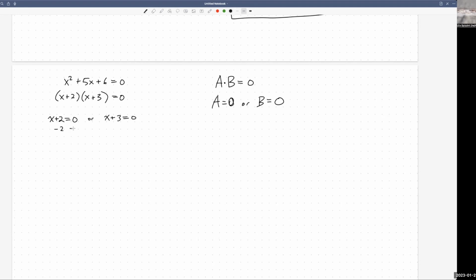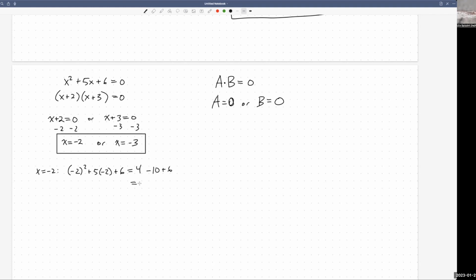And these are both straightforward equations to solve. So we have two solutions. x is equal to -2, or x is equal to -3. Let's do the extra step of checking our work. So when x equals -2, we get (-2) squared plus 5 times -2 plus 6. This gives us 4 minus 10 plus 6, which turns out to be 0, right? And that's what we expected to see.